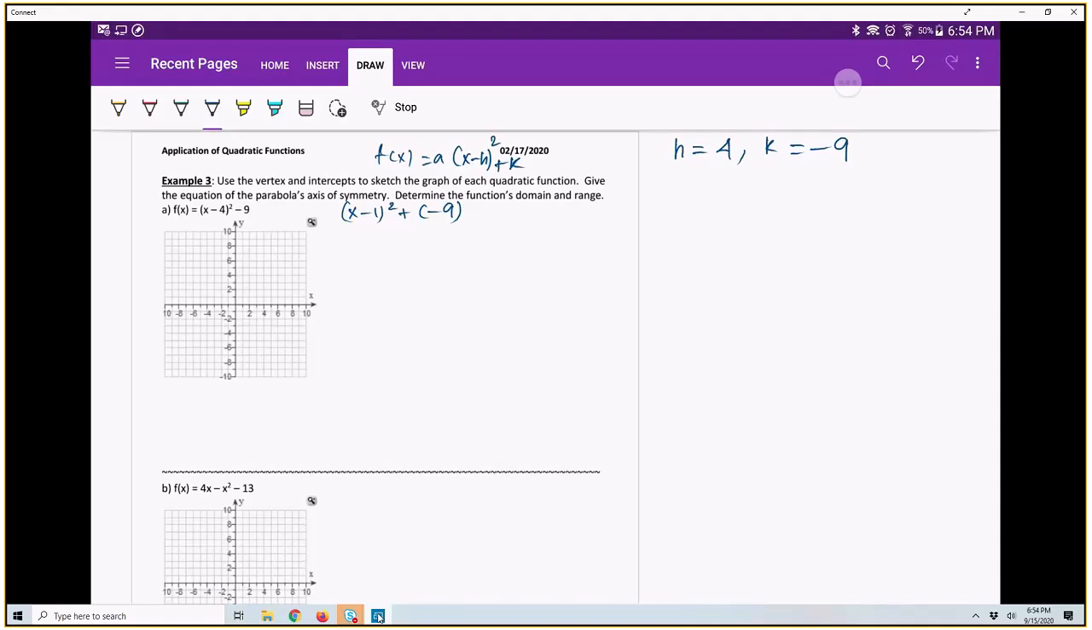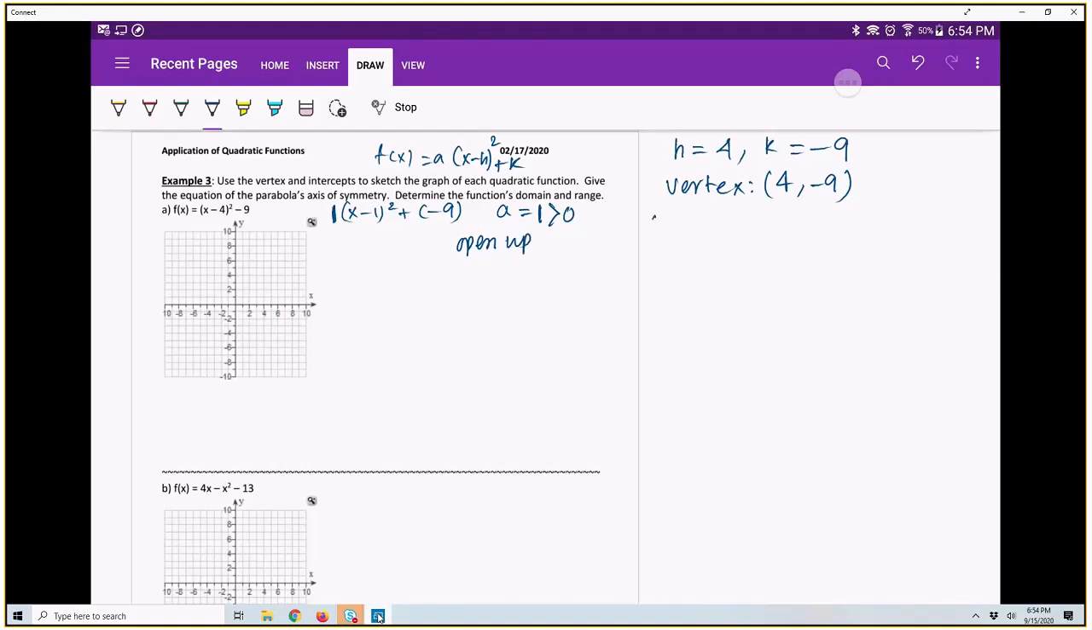Okay, so now I know the vertex. The vertex of this parabola is (4, -9). If I look at the standard form of the parabola, I know that a is equal to 1, because it is the constant coefficient multiplier that is greater than 0. So that tells me the parabola should open up. Now I need to find the intercepts.